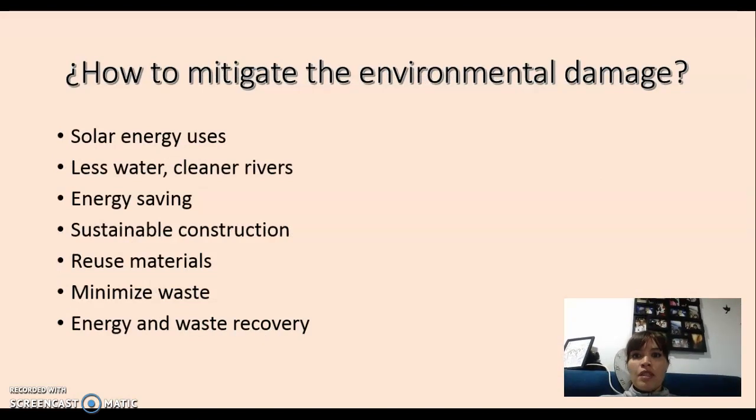How to mitigate the environmental damage? Solar energy use, less waste, cleaner lives, energy saving, sustainable constructions, reusing materials, minimizing waste, energy and waste recovery.